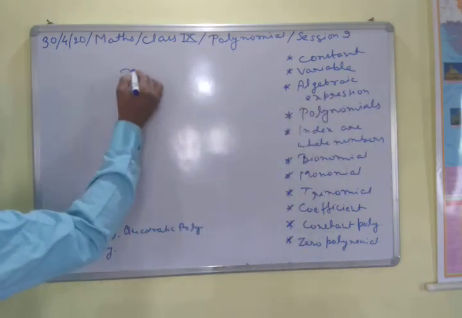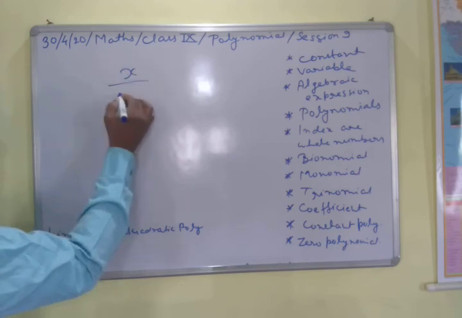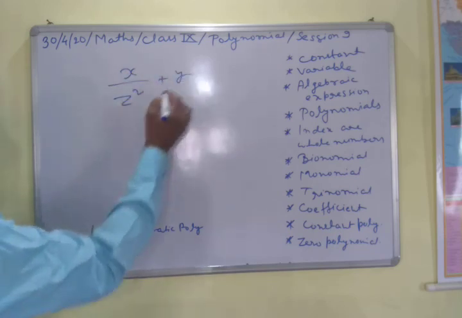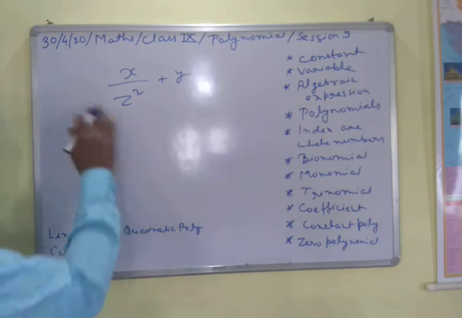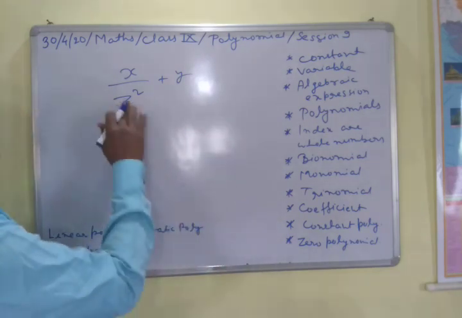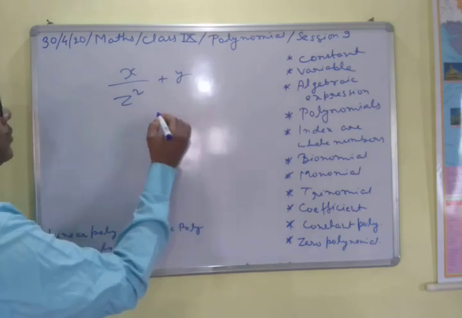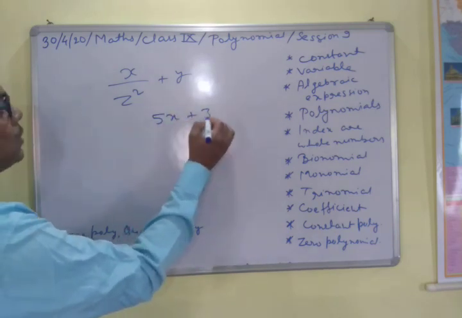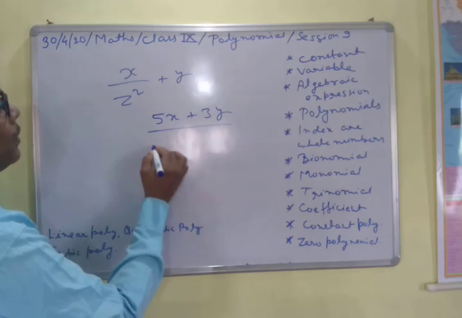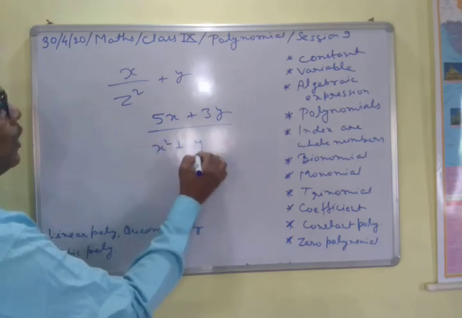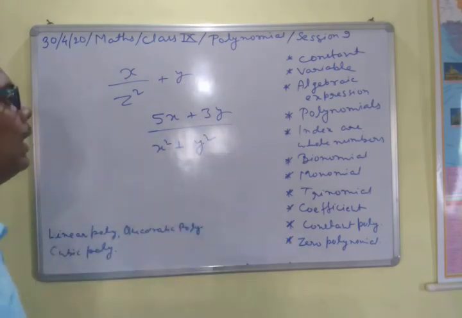Like you can have x by suppose z square plus y. So this is the algebraic expressions here, but this is not a polynomial. This is actually an algebraic expression. You can have many kinds of like 5x plus 3y by x square plus y square. Okay, so this is an algebraic expression, but the polynomial is different.